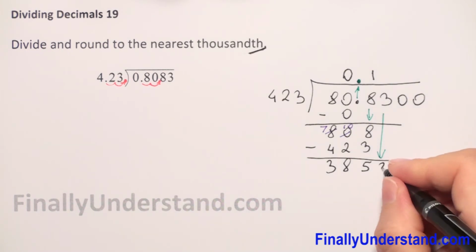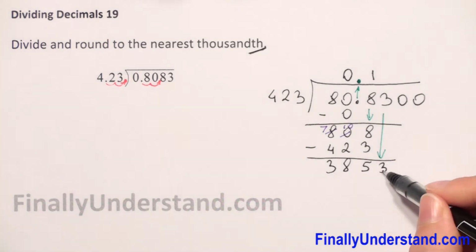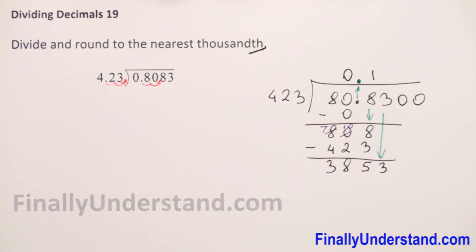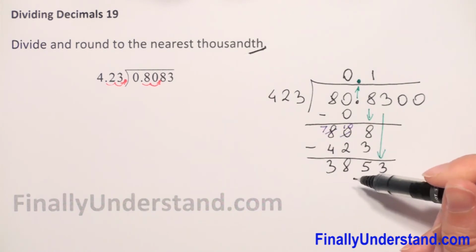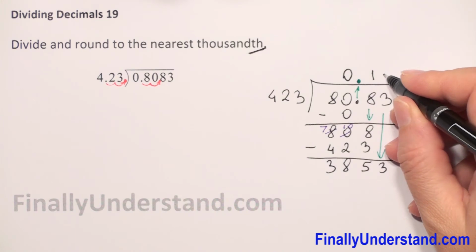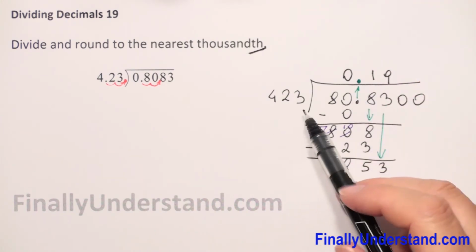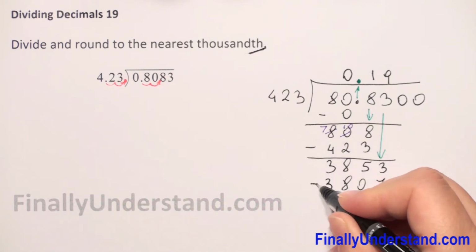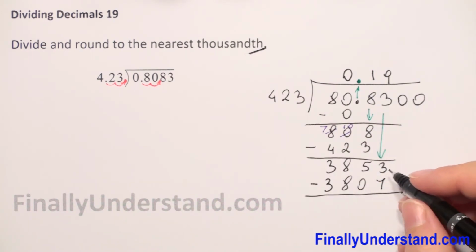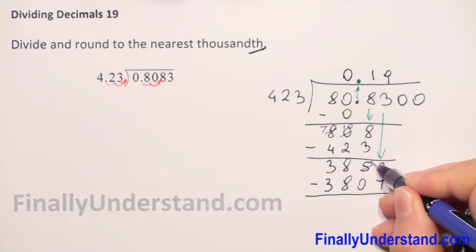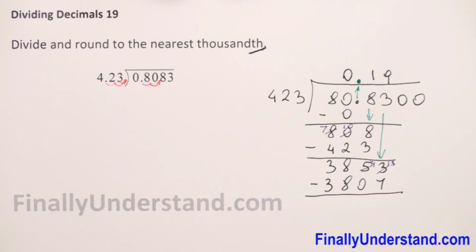So we have 3,853 divided by 423. How many times we can put 423 to 3,853? 9 times. So we have 9. 9 times 423 is 3,807. Subtraction again. 3 minus 7 we cannot do, so we will borrow 1 from 5, so it will be 4, and 13 we will have at the end.